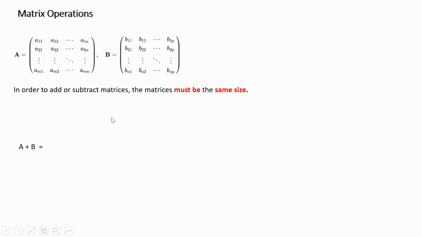Okay, let's do A plus B. To add them, you add the element on the first row, first column of matrix A plus the one on B, first row, first column. That's why it's A11 plus B11. And then A12 plus B12, which stands for the first row, second column on matrix A, plus the same row 1, second column on B, and so forth. That's how we add them.